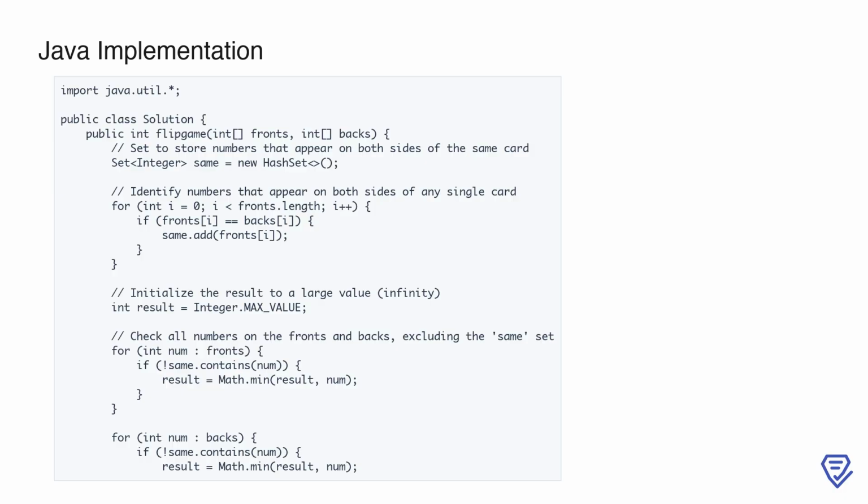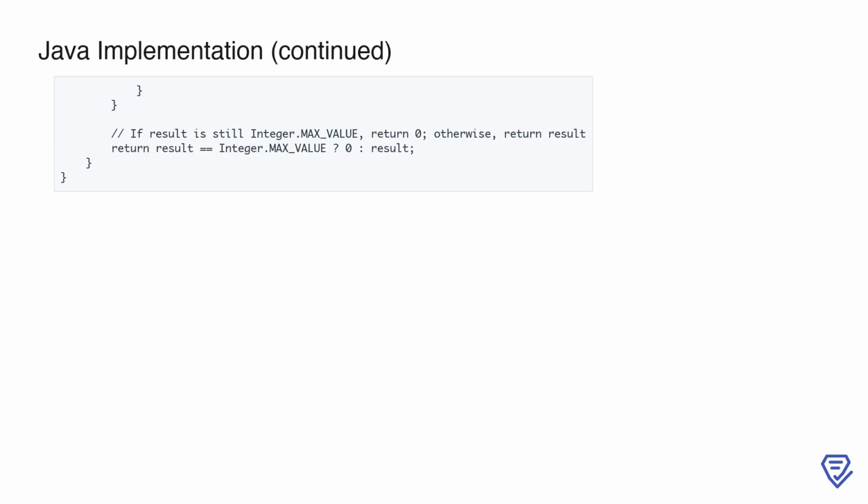Next, we initialize a variable result to Integer.MAX_VALUE, which acts as an infinite placeholder for our smallest number. This ensures that as we evaluate potential candidates, we can easily update result with smaller values. Then, we iterate through all numbers in the fronts array. If a number is not in the same set, it becomes a candidate for the result, and we update result to the smaller value between itself and the current number. After checking the fronts array, we repeat the same process for the backs array. For each number in backs, if it is not in the same set, we again update result to be the smaller value between itself and the current number.